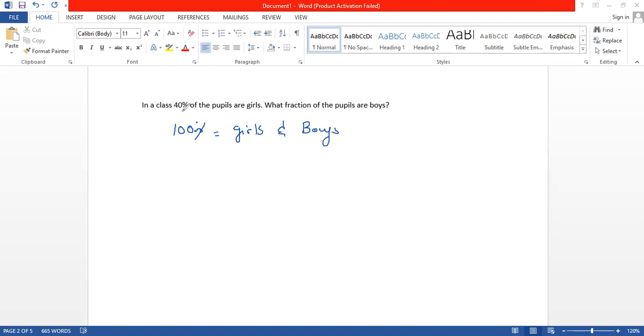Now we're saying that 40% of the pupils are girls, and we do not know the pupils that are boys. So 100% minus 40% would give you the boys amount, which is 60%. So 60% boys plus 40% girls combines and makes the whole 100% possible.